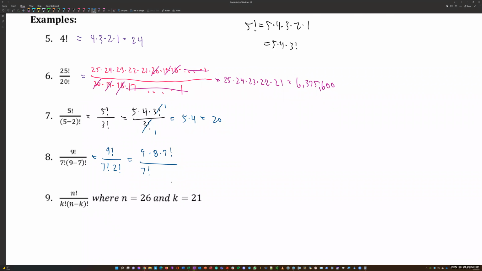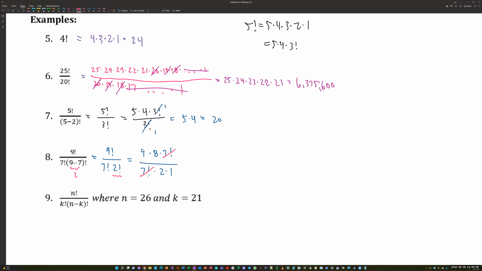So I can cancel the 7s. Does that make sense? But you still have to write the 2 times 1 out. We're definitely going to cancel the 7s. What about the parentheses? No, that's 9 minus 7, that's 2. So that's this part. It's just 9 minus 7.